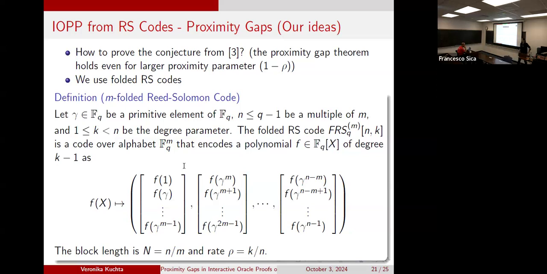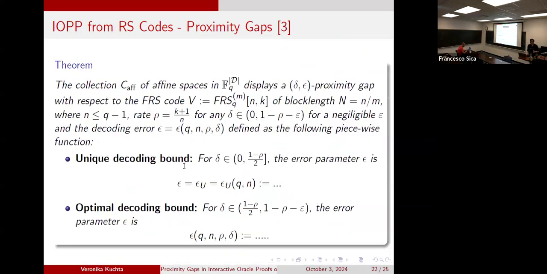But another idea is to use other codes instead. There is already an instantiation of IOP from folded Reed-Solomon codes. So that means we have to study the proximity gaps for folded Reed-Solomon codes, which are defined like that. And that would lead to basically a new proximity gap theorem, still relating these current error parameters. And as you can see, the delta parameter manages to be improved up to the bound 1 minus rho minus some small epsilon parameter.